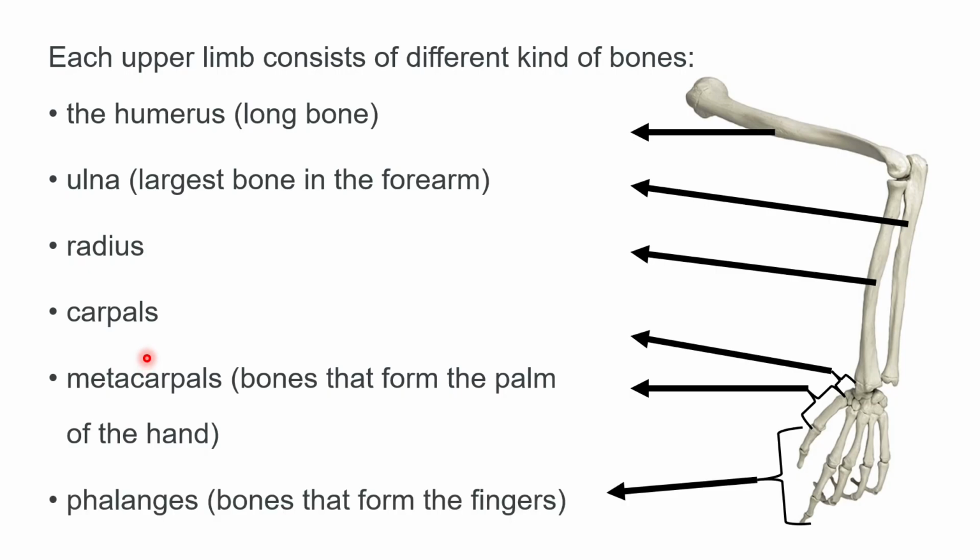And then last, your phalanges, which are your finger bones. Remember that each finger has 3 phalanges, except your thumb, which only has 2. So if we count the number of phalanges bones, you will see that there's 3, 6, 9, 12, 13, 14. You've got 14 phalanges because your thumb only has 2 bones.